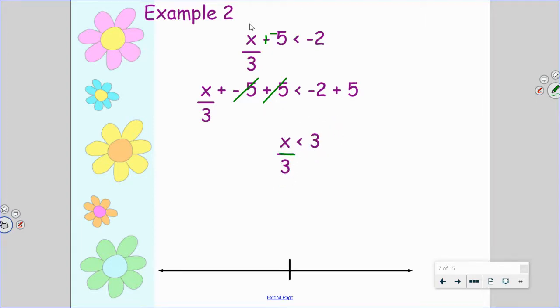Okay, but we don't want to know what a third of an x is. So let's go ahead and multiply both sides by 3. I think I might have just accidentally erased my multiplication dot. 3 times a third makes a single x.